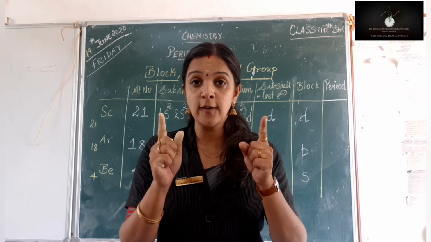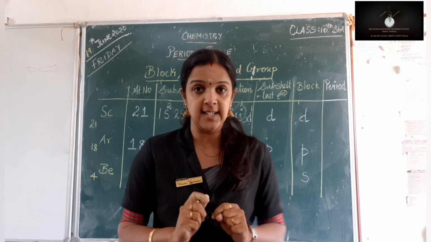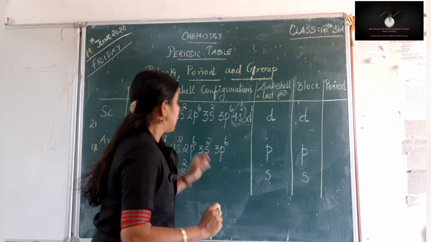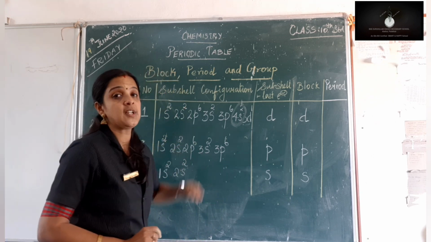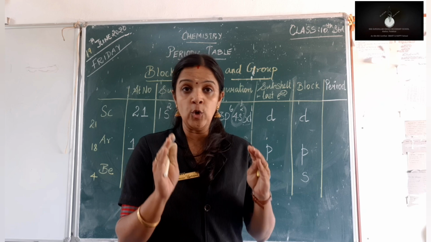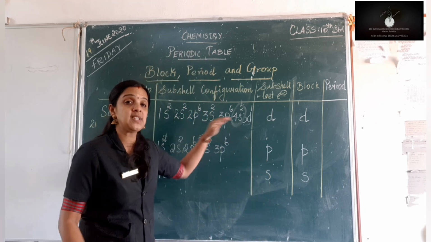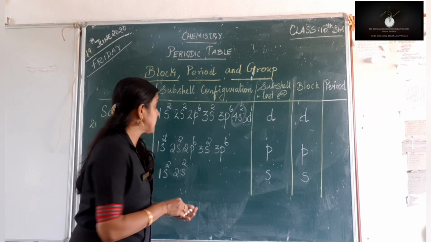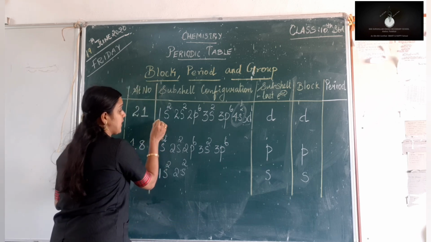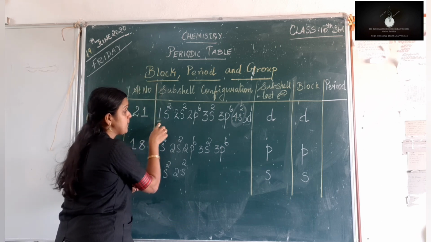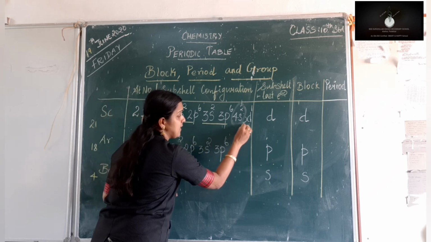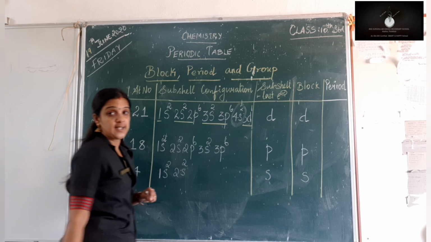Now we are going to use this subshell configuration to find out the period of the element. Now all of you carefully listen. How to find out the period of the element? Once we write the subshell configuration, we know how many subshells are there, what are their shell numbers. Like for scandium, we have first shell, we have second shell, we have third shell and we have our fourth shell.